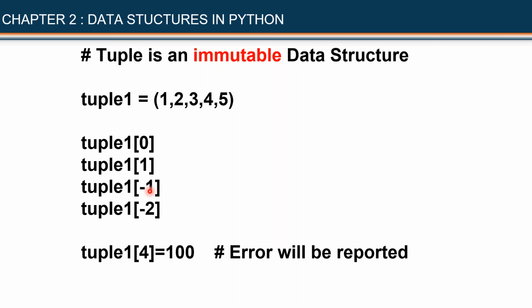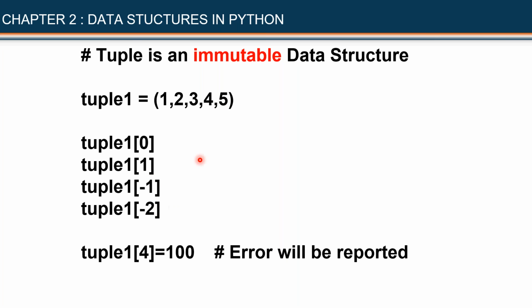See, -1 means value in the last position. When you say -1, you mean the last position. When you say -2, you mean the last but one position. So what do you tell the computer? Pull out the value at the last but one position. Last position, last but one position. So 4 will be pulled out.